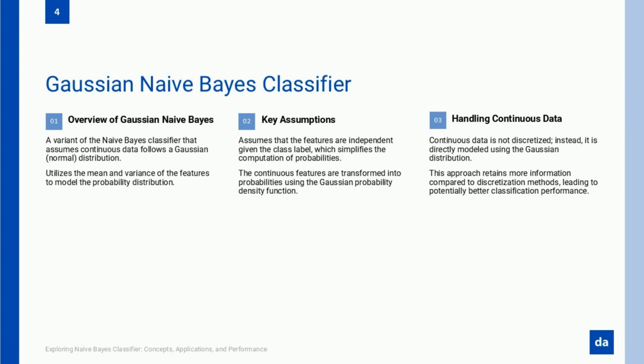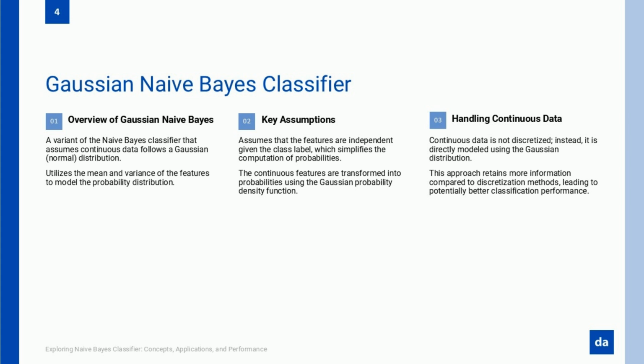The process hinges on two key assumptions. First, just like with all naive Bayes classifiers, Gaussian naive Bayes assumes that features are independent of one another given the class label. For example, it treats a person's blood pressure as completely unrelated to their cholesterol level, an assumption that simplifies the math but might not always hold true in reality. Second, it uses the Gaussian probability density function to model these continuous features. This is where the classifier shines.